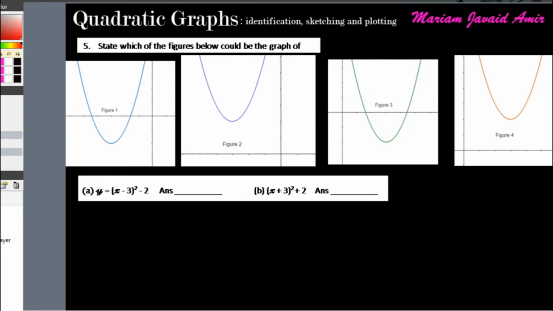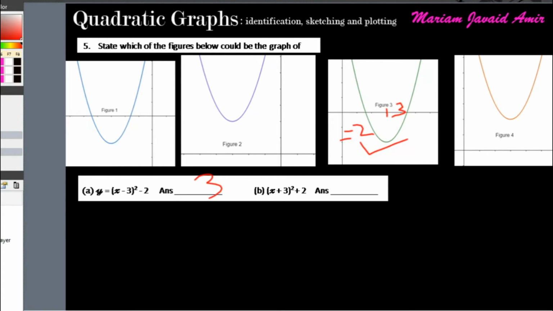Question number 5. State which of the figures below could be the graph of (x minus 3) whole square minus 2. Now, (x minus 3) whole square will take the graph 3 units to the right, and minus 2 will bring the graph 2 units down. So 3 units to the right and 2 units down, so that will be figure 3.